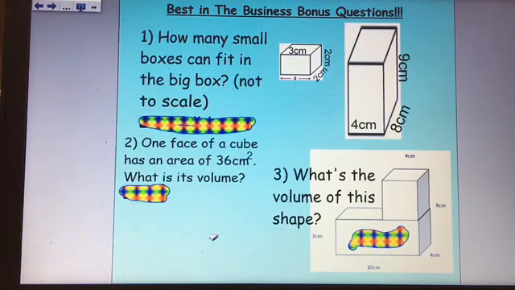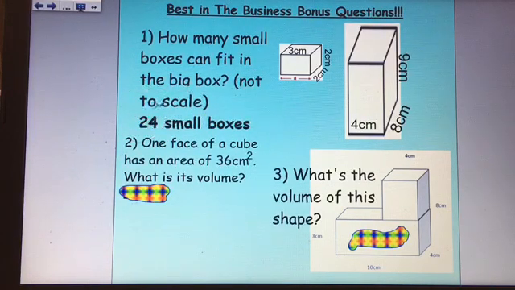Okay, so let's have a look at the first question. How many small boxes can fit into the big box? And it is not drawn to scale. Obviously you can see from looking at it and the different sizes. So you'd have to work out the volume of the small box and the volume of the big box, and work out what you have to multiply the volume of the small box by to get to the volume of the big box. And hopefully you should have worked out you need to multiply by 24. So therefore 24 small boxes can fit into one big box.